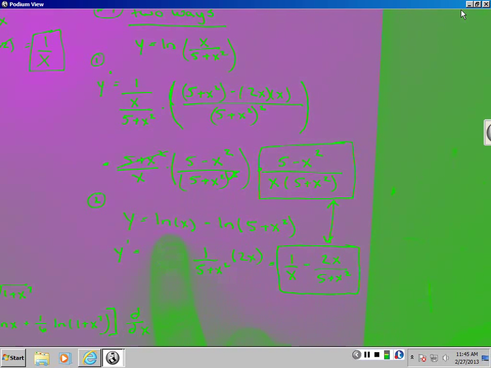Here, the derivative of ln of x is 1 over x. The derivative of this would be 1 over 5 plus x squared times the derivative of the inside, which is 2x. The 2x is only multiplied by this expression.